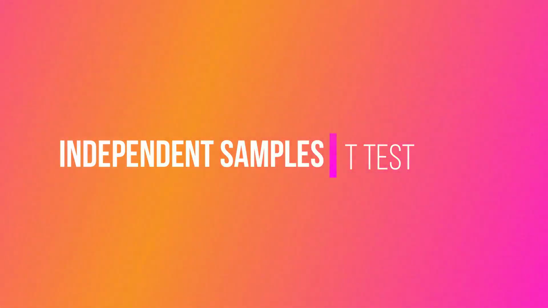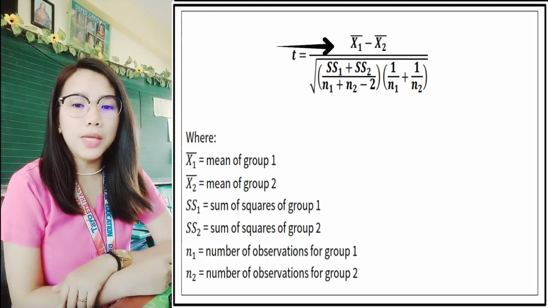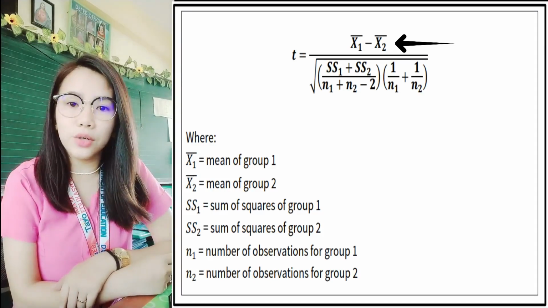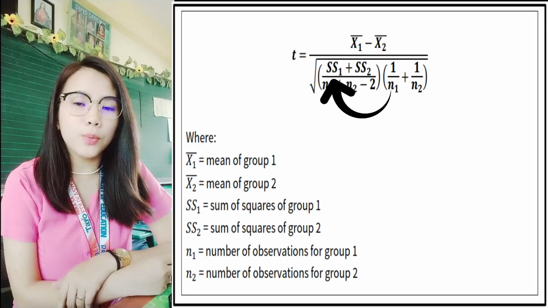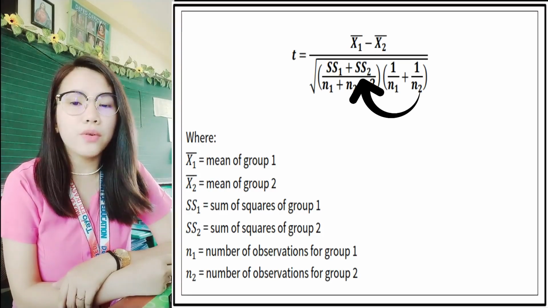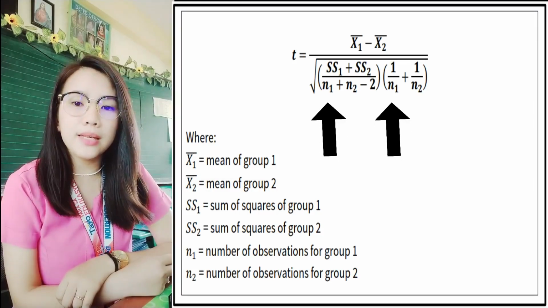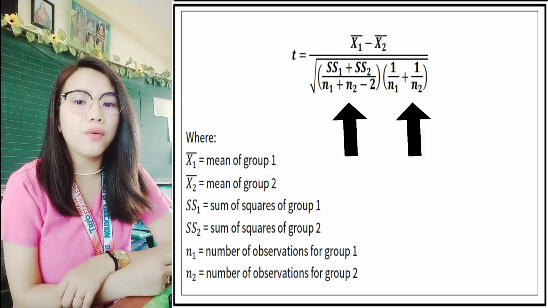For our t-test in two independent samples, ito ang ating formula. Our x-bar sub 1 is the mean of the first group. X-bar sub 2 is the mean of our second group. Ang SS sub 1 here is the sum of squares ng ating group 1, at yung SS sub 2 is the sum of squares of our group 2. Ang N sub 1 naman is yung sample size ng ating group 1, while N sub 2 is the sample size of our group 2.